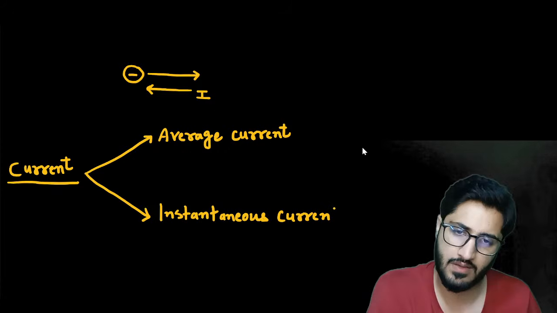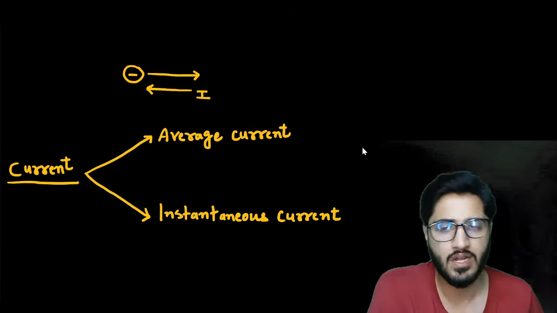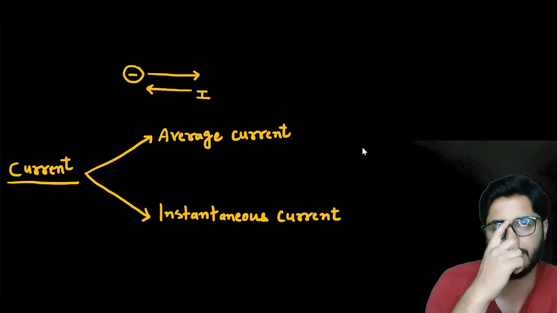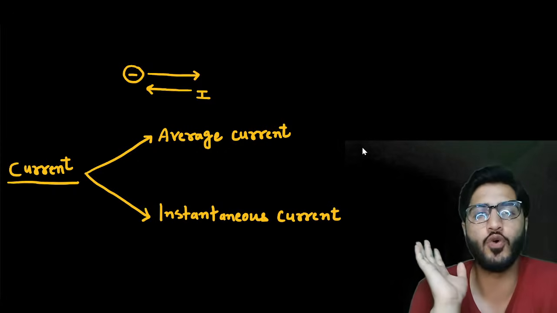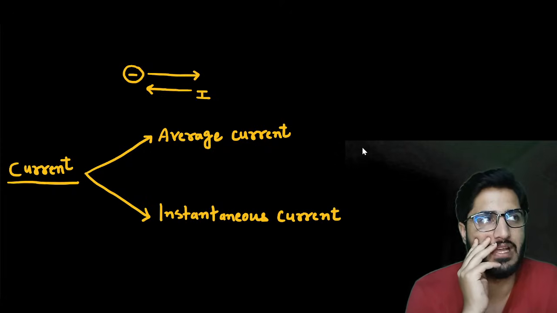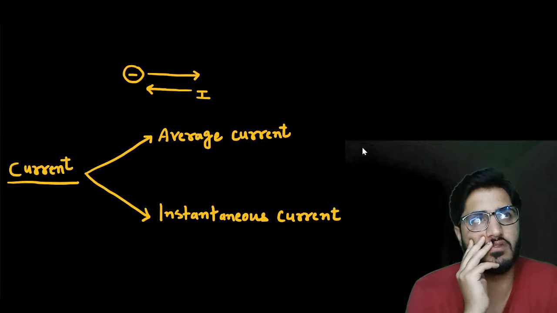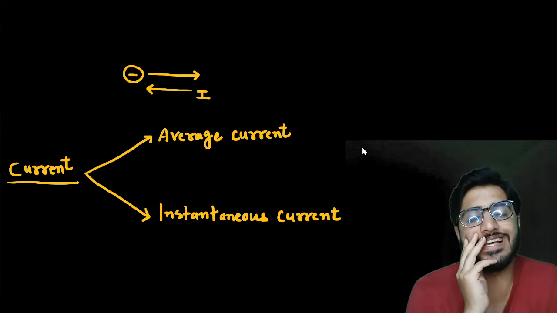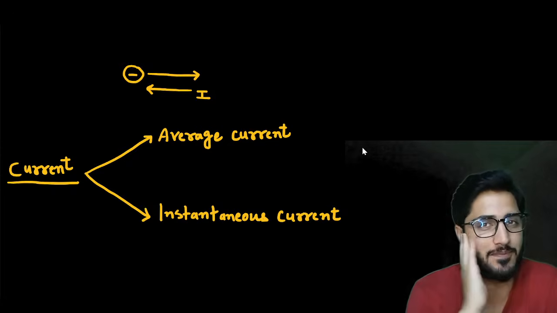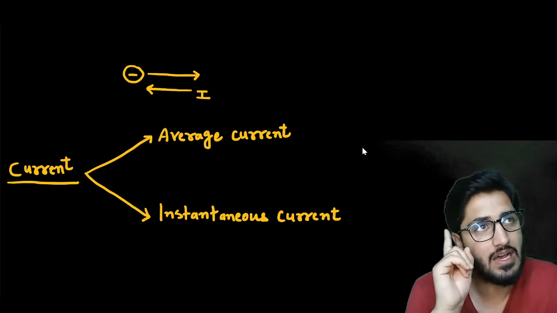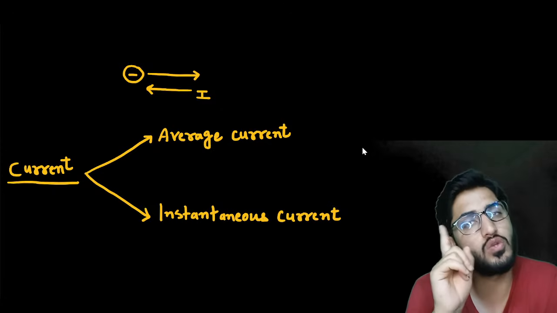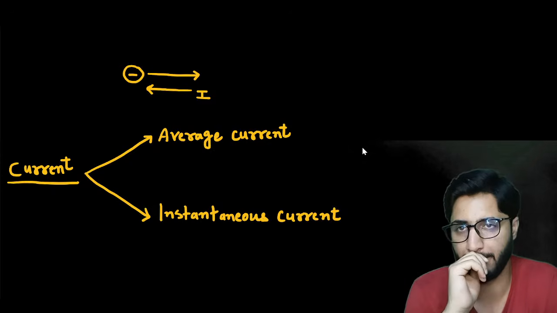Now, sir, what is the difference between average and instantaneous current? Let us suppose charge is flowing through the conductor, and I ask you, find the current at t equals 2 seconds. That means exactly when the time is 2 seconds, you need to find the current.